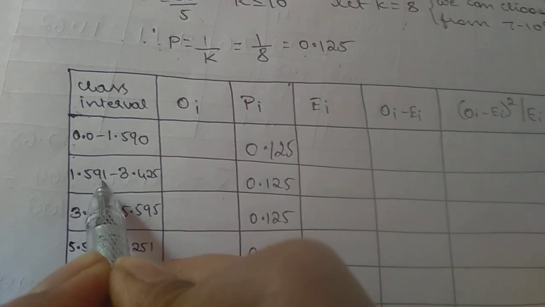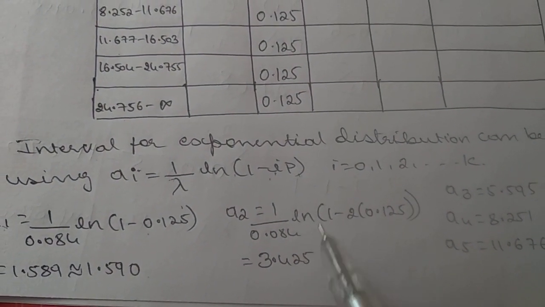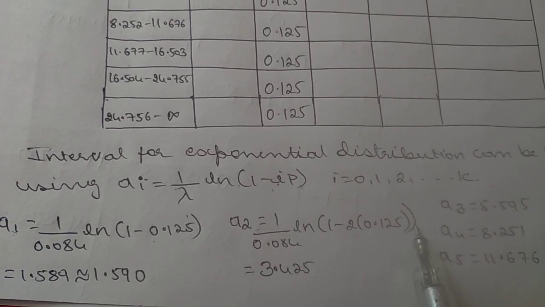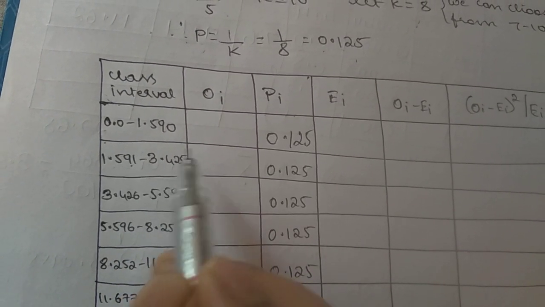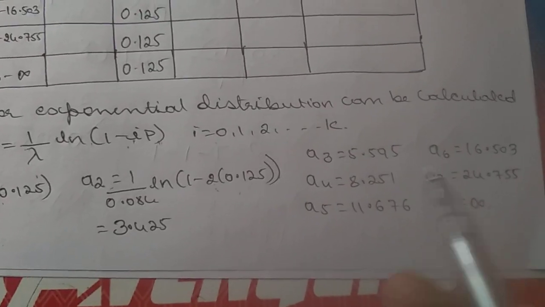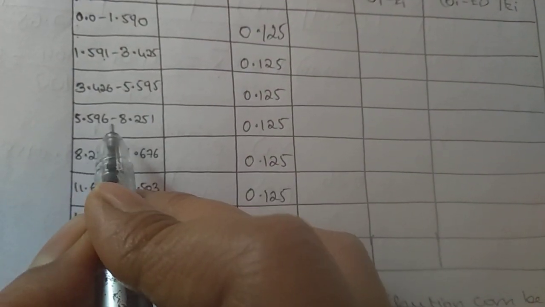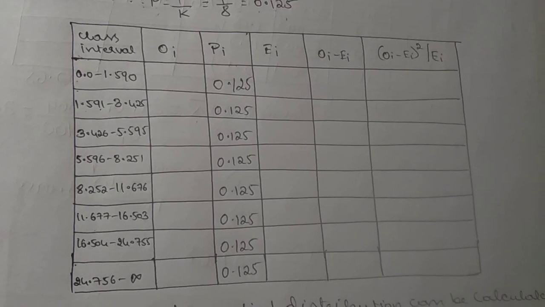Is it not? Then you have to calculate A2 now. For A2, same thing, 1 divided by lambda, that is 0.084, ln of 1 minus i times p, where i is 2 now because I am calculating A2. 2 into 0.125. I get it as 3.425. So the interval is 1.591 to 3.425. Next, 3.426 to A3. The A3 value is 5.595. Likewise, you have to calculate till A8. So 5.596 to 8.251. Like this, you have to calculate the class intervals. Is it clear? Next, you have to calculate OI.